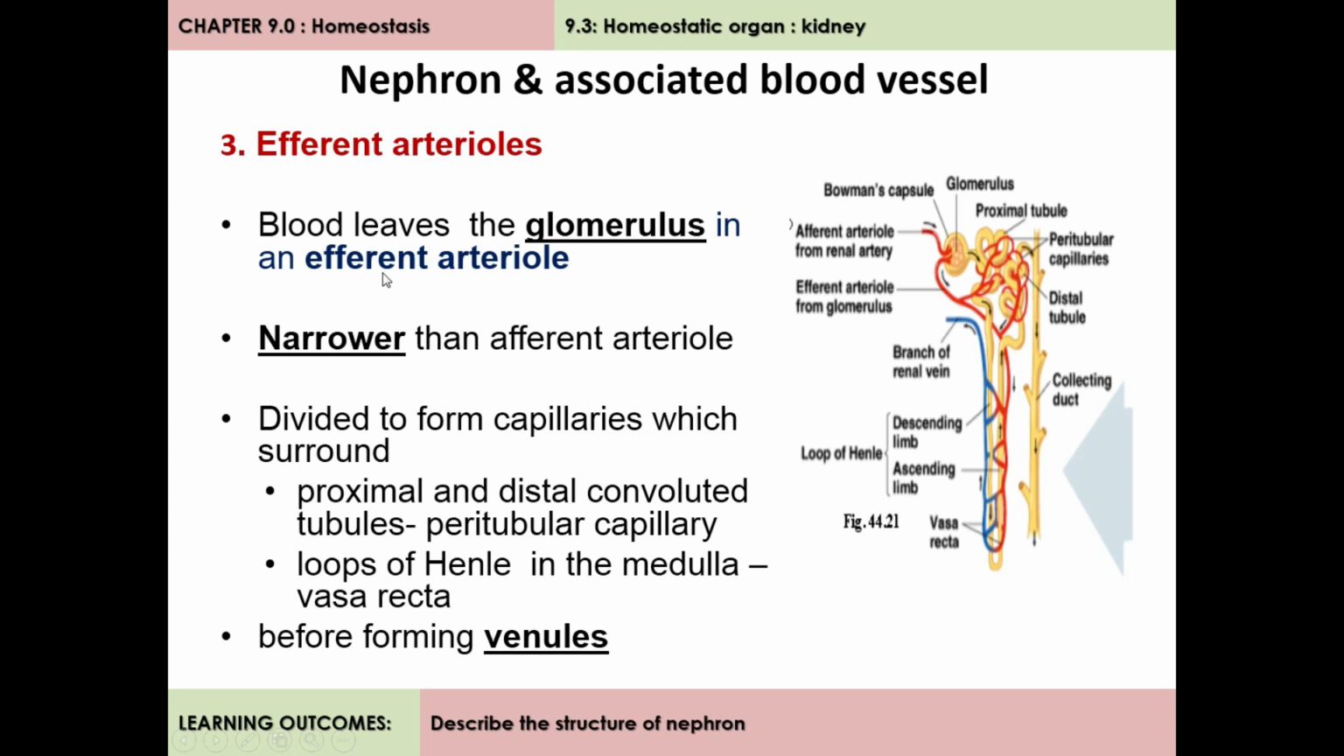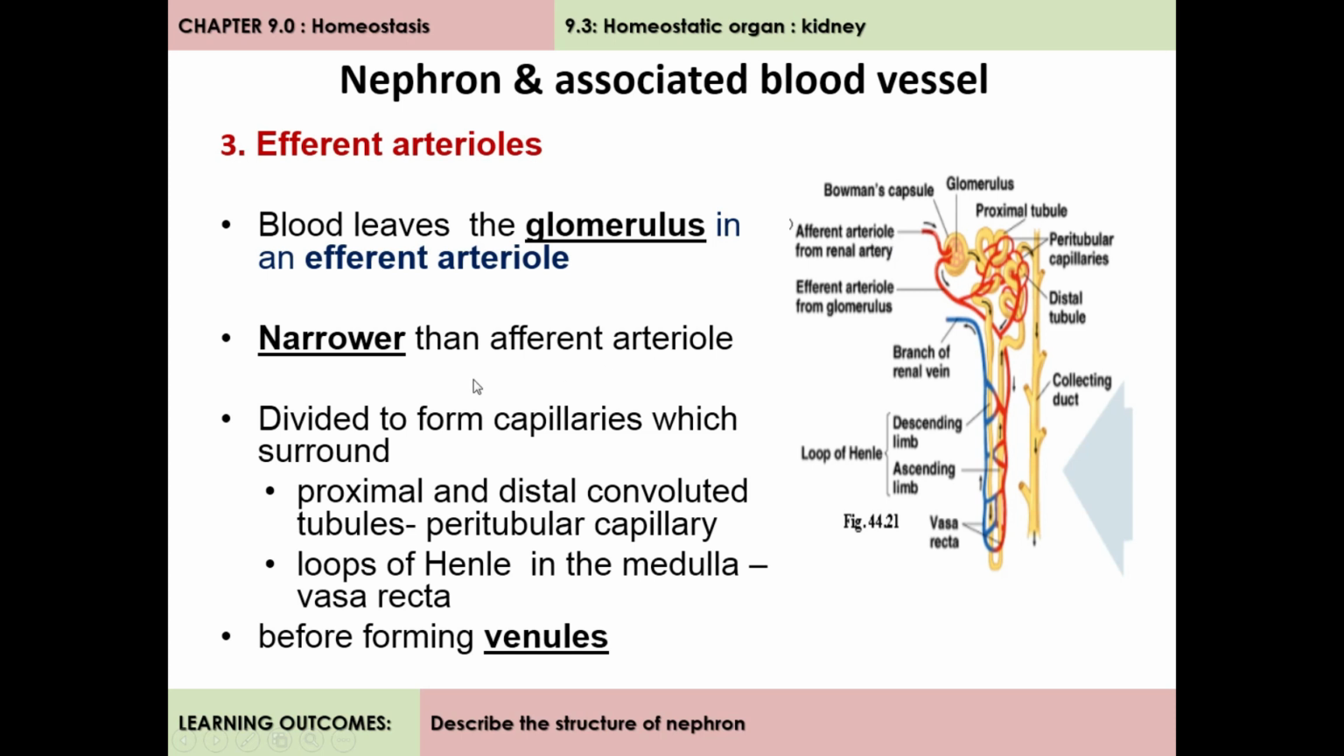Efferent arteriole, it will bring blood towards Bowman capsule and develop into glomerulus, and the blood leaves the glomerulus in the efferent arteriole. The efferent arteriole is narrower than the afferent arteriole. Diameter efferent lebih kecil daripada afferent.